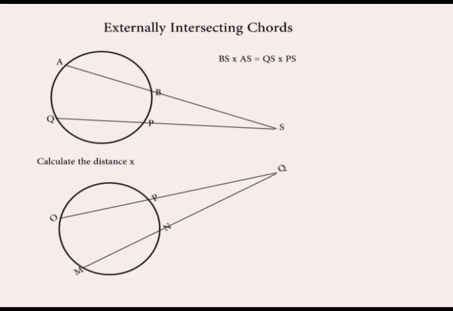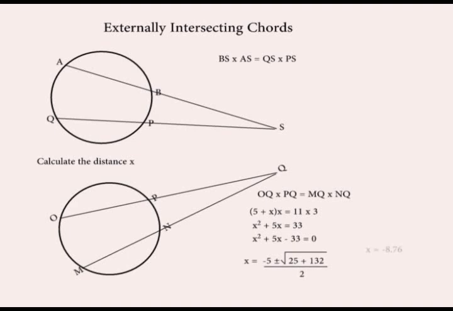From the above, OQ times PQ is equal to MQ times NQ. 5 plus X times X is equal to 11 times 3. X squared plus 5X is equal to 33. X squared plus 5X minus 33 is equal to 0. Using the quadratic formula, X is equal to minus 8.76 or X is equal to 3.76. Distances can never be negative, and hence the answer is 3.76. We disregard the negative answer.